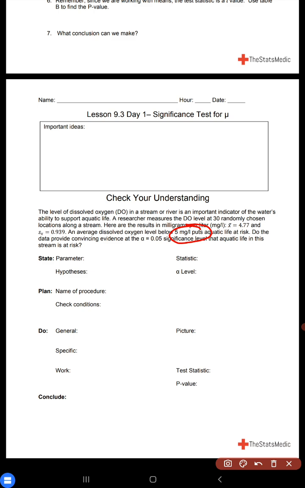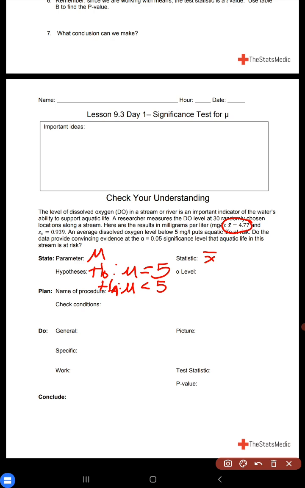Okay, so what is my parameter here? My parameter, or in other words, what I'm measuring, is mu, the mean. I know that because what was measured was x bar, the sample mean. That's what's actually measured. So what are my hypotheses? The null hypothesis is that everything's hunky-dory, that mu equals 5, and we're good to go. Our alternative hypothesis is that mu is less than 5. That's concerning because we may start to see issues in aquatic life if it's less than 5.